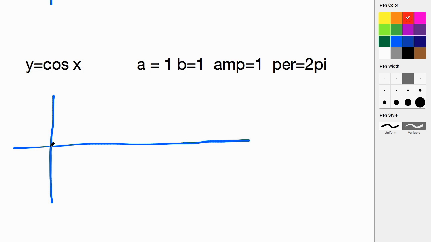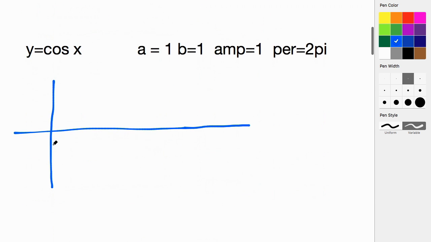Just like before, we're going to mark 0 as the beginning point. I'm going to mark the end of my period. Let me get the right color. I'll use blue. 2 pi is the end point. I don't ever recommend trying to draw with the mouse pad.